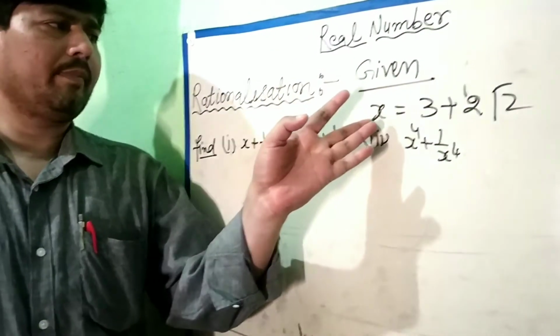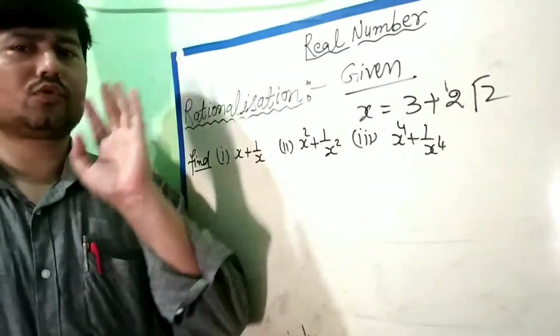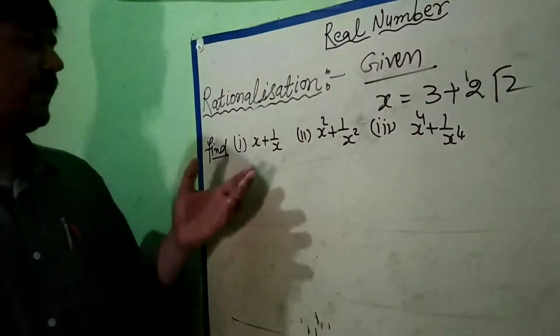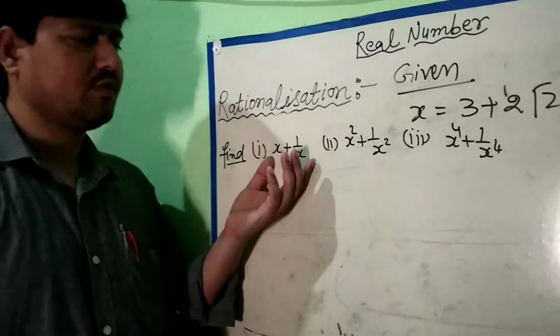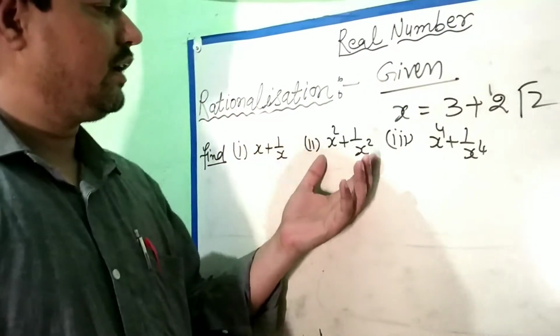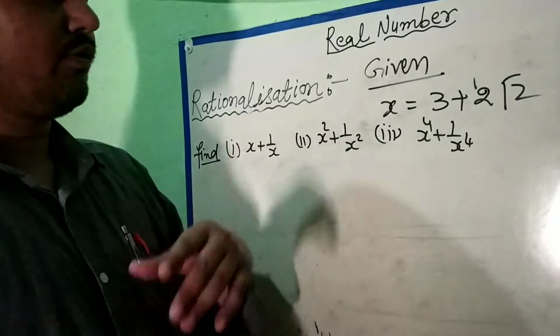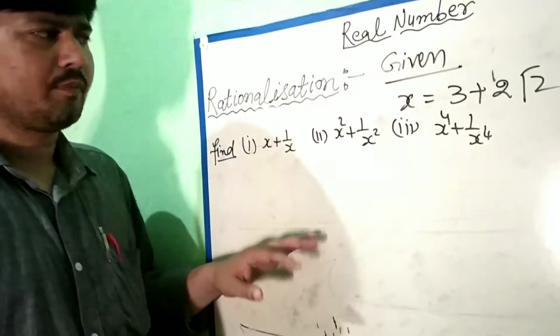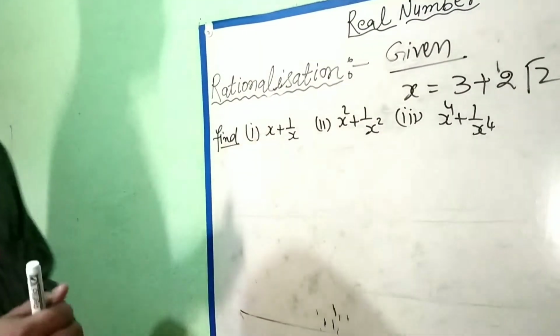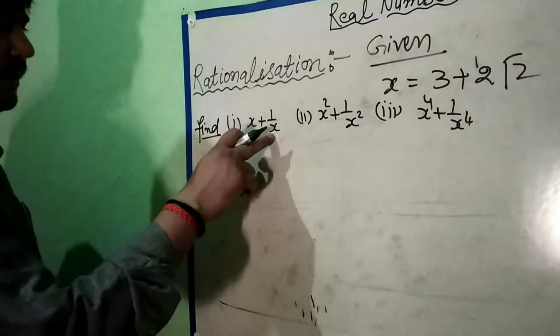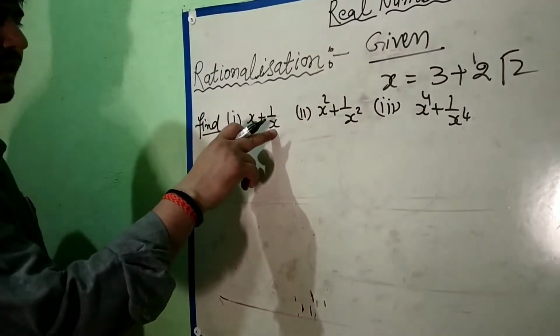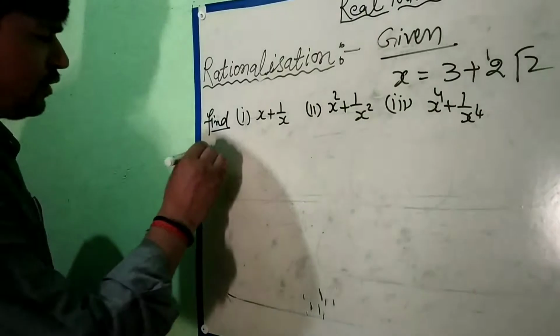It is given to us that the value of x is 3 plus 2 root 2, and we have to find first x plus 1 by x, second x square plus 1 by x square, third x to the power 4 plus 1 by x to the power 4. X is given to us, and what is needed here is 1 by x. If we get that 1 by x, then we will add them.